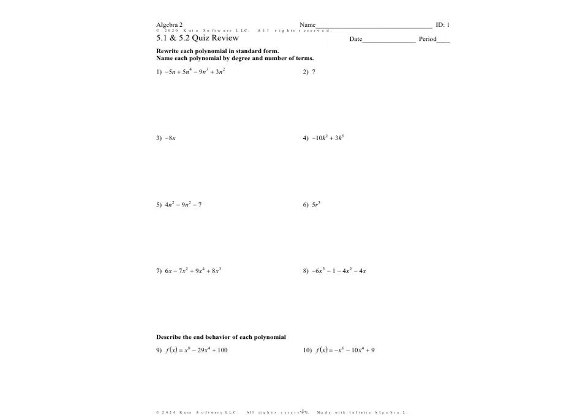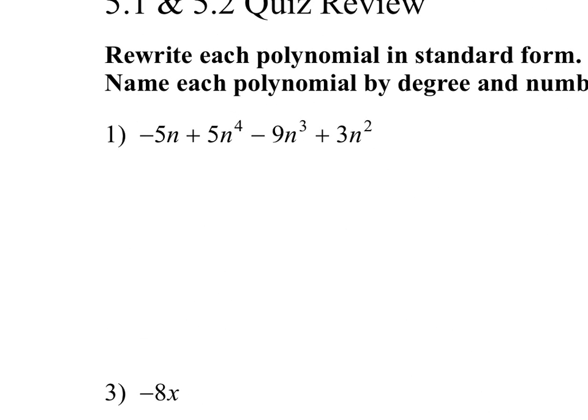Right, let's take a look at number 1. How do we rewrite this in standard form, Sophia? Okay, so first it's 5n to the fourth, minus 9n to the third, plus 3n to the second, and then minus 5n. Perfect.